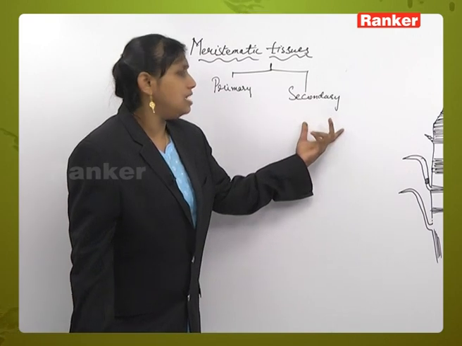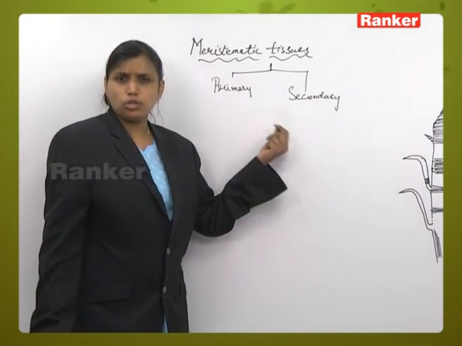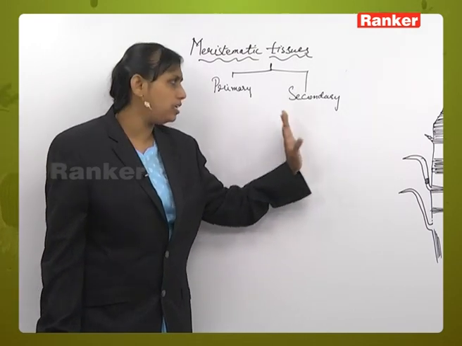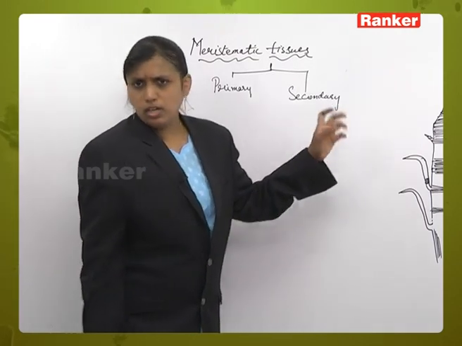And again there are secondary meristems. Secondary meristems are those types of tissues which are occurring from the permanent tissues, and this may ultimately lead to the secondary growth of the plant body.